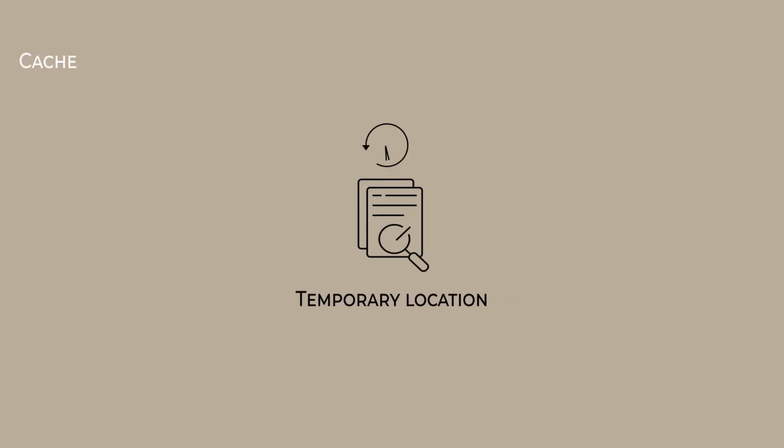Caching is a technique used to store frequently accessed data in a temporary location, usually in memory, so that it can be accessed more quickly in the future. But what does it mean to store data in memory?